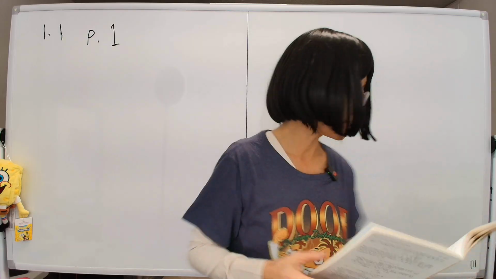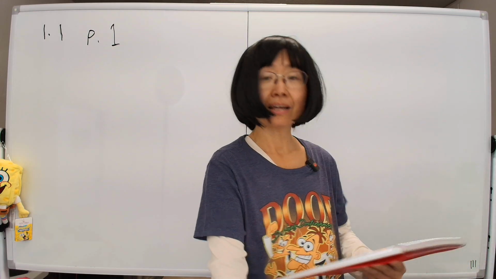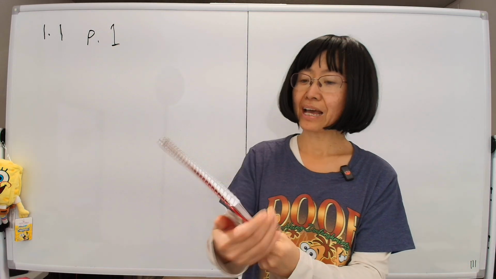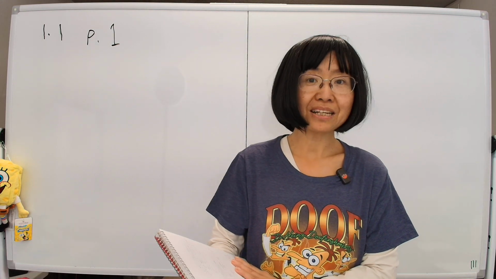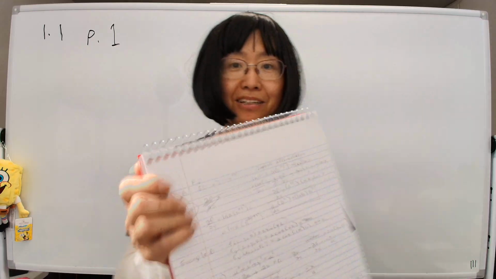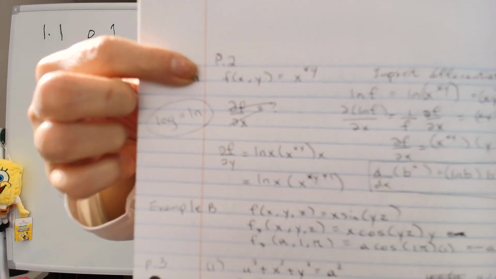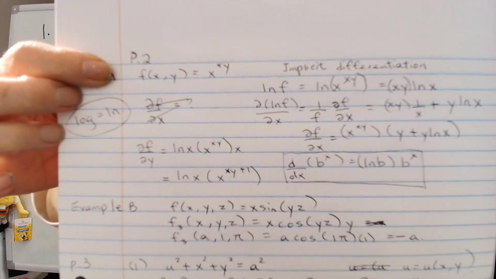So let's look at example A. Now example A, we have f of x equal to x to the power x and y. That looks pretty easy, right? Until you stare at it closer and you realize there's an x on top. Now, do you remember how to do that?